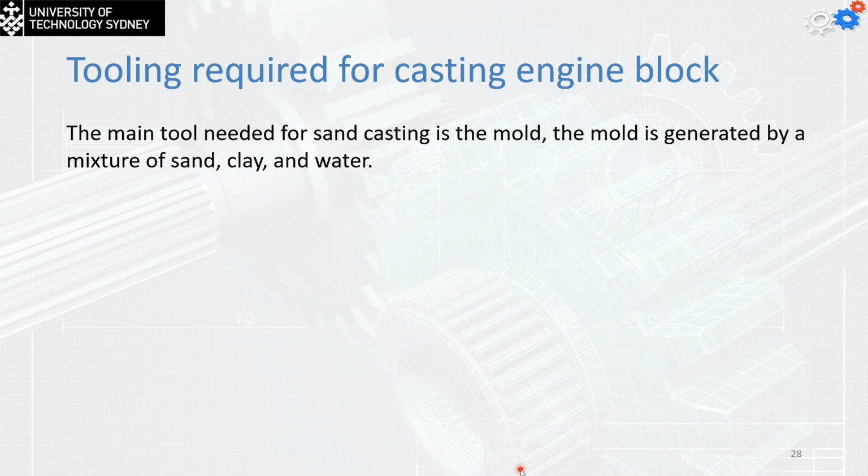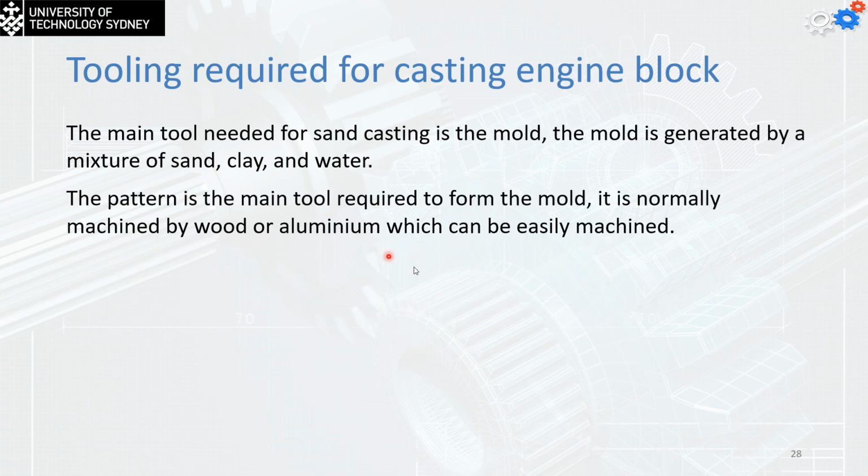Now, tooling required for the casting of the engine block. In this operation we made earlier, we used sand casting. So to make the sand casting, what we need mainly is the mold. Without the mold, we cannot do anything. So the main tool needed for the sand casting is the mold. The mold is generated by the mixture of sand, clay, and water. The water is going to moisten the clay, and the clay is going to work as the bonding material between the particles of the sand.